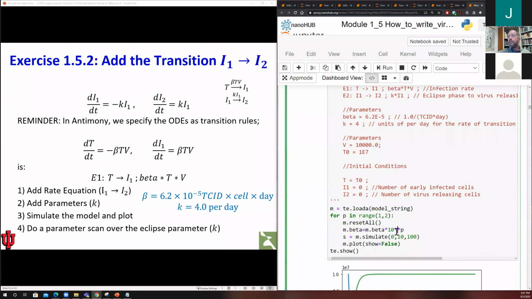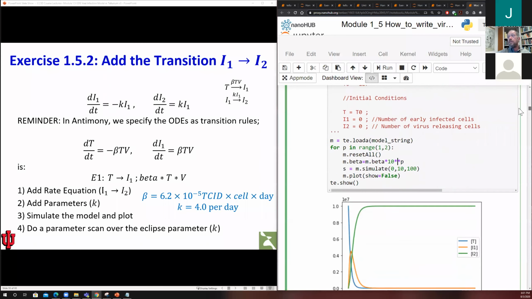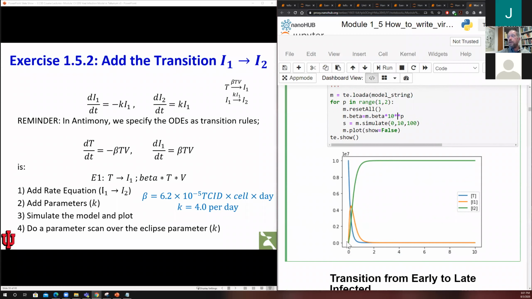Okay. And so here I now have the simulation run for my single value, and what do I see? My uninfected cells in blue come down. They all disappear after a day. The simulation is basically done by 2 days. My number of early infected cells comes up, peaks, and then decays. And at the end of the simulation, all my cells are late infected I2 cells. So now what I'd like you to do is scan K.